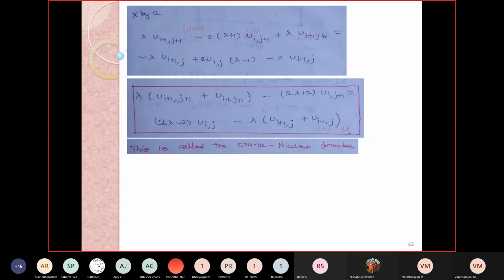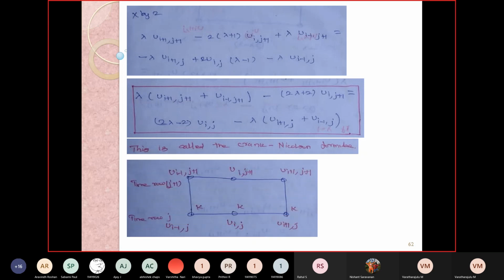How can we remember this formula? With the aid of a graphical representation, we can remember it. In this way we can remember the Crank Nicolson formula. This is the j row and this is the j plus 1 row. Here this is u(i, j), here u(i-1, j), and u(i+1, j). On top we have u(i-1, j+1), here u(i, j+1), and this point is u(i+1, j+1).